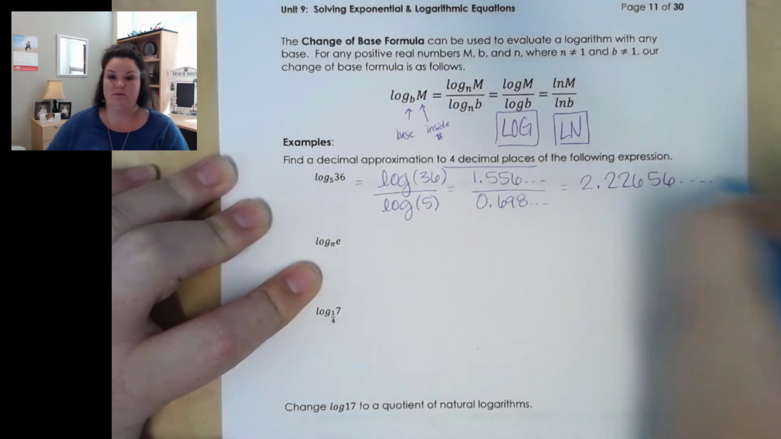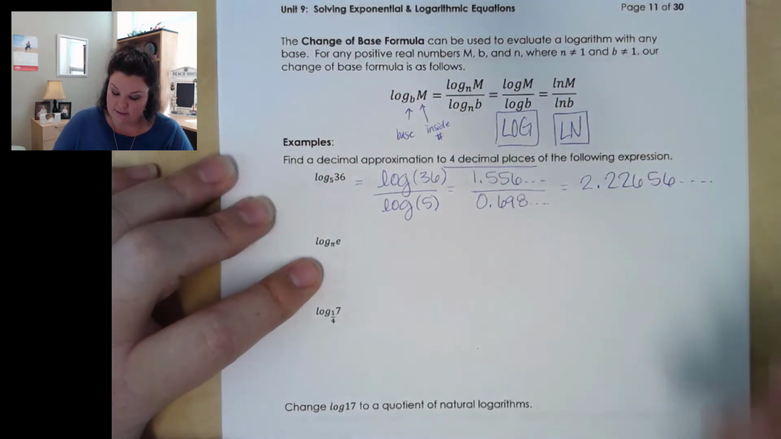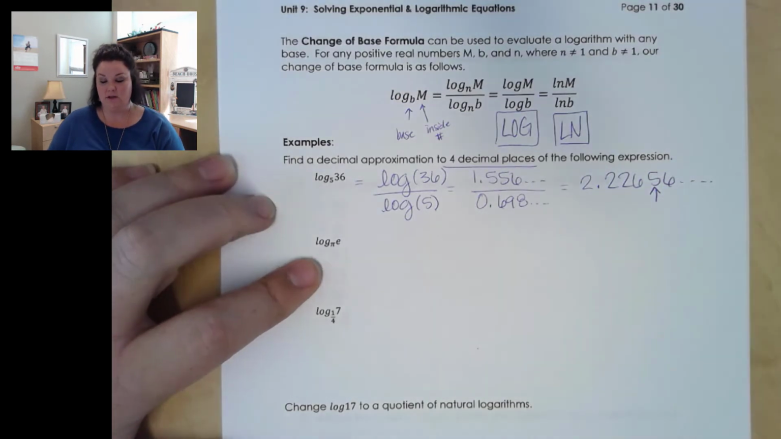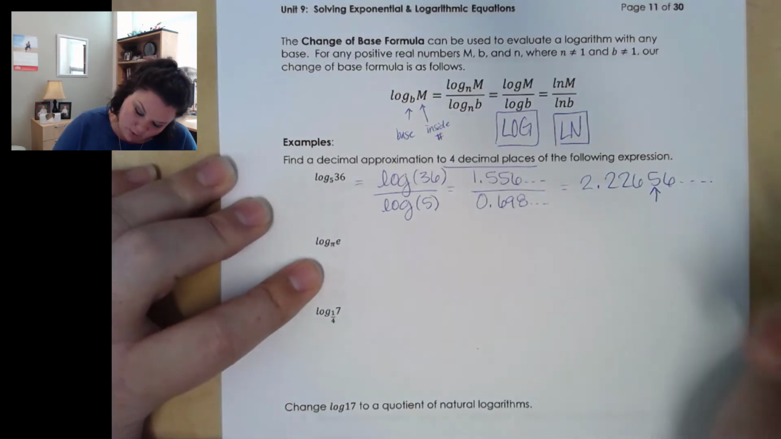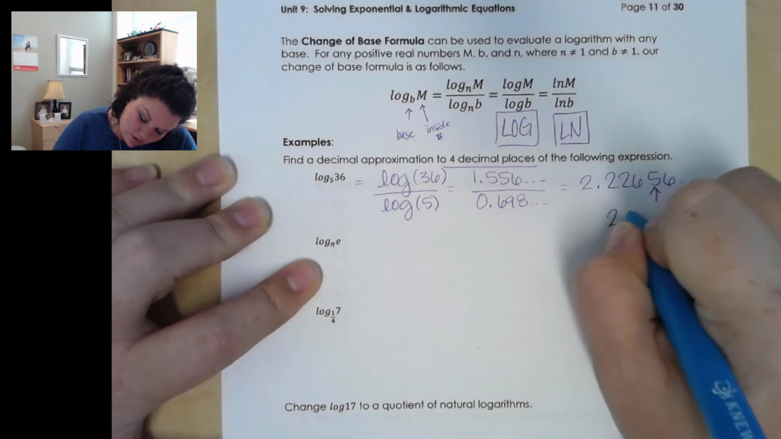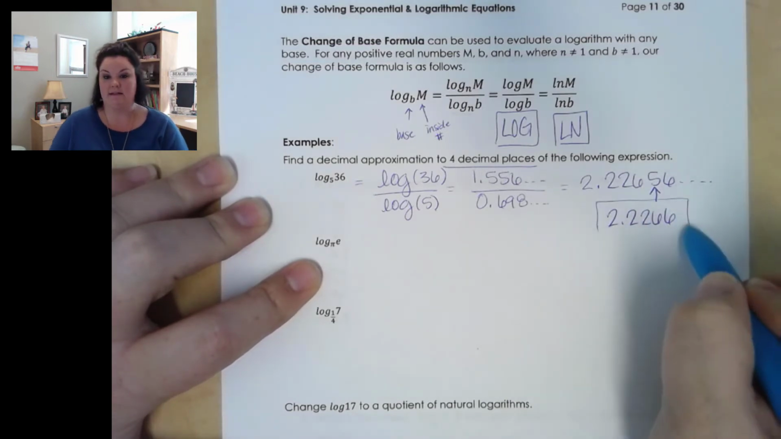2.22656 and some more stuff, right? We want to round it to 4 decimal places. So my 4th decimal place is this 5. Notice there's a 6 behind it, so that's going to bump it up. So this is approximately 2.2266. And we just leave it like that.